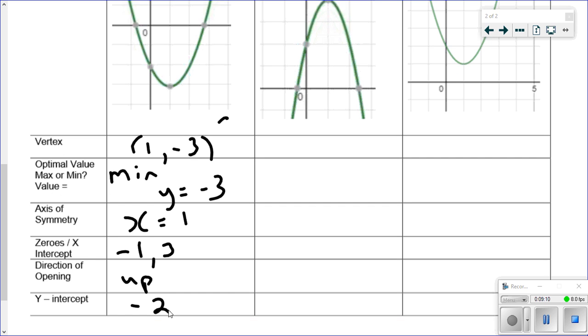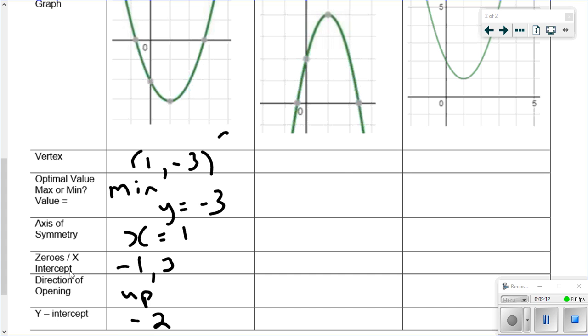Notice I can cheat with most of the points. My zeros, my x-intercept, I can just give the one value. I don't have to write it out as a number. The only one I can't cheat on is that axis of symmetry. It has to be a formula. I did not have to write my optimal value as being -3. I could have just written down -3 and that would have been okay. But your vertex has to have brackets around it. Your axis of symmetry has to be a formula.